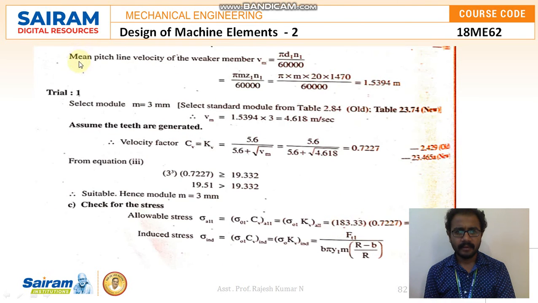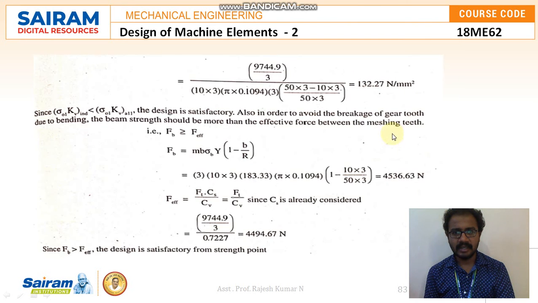So we will check by the trial 1 and trial 2 method, that is, the Cv value we will check based on the velocity value. Assuming module 3, I am getting it as the safer one in the very first step itself. So I'll be going with module as 3 mm. The next step is checking the stresses, that is, allowable stresses and induced stresses. Allowable stress is the product of the static stress and the velocity factor. The value I am getting is in the safer range only, so it is satisfactory.